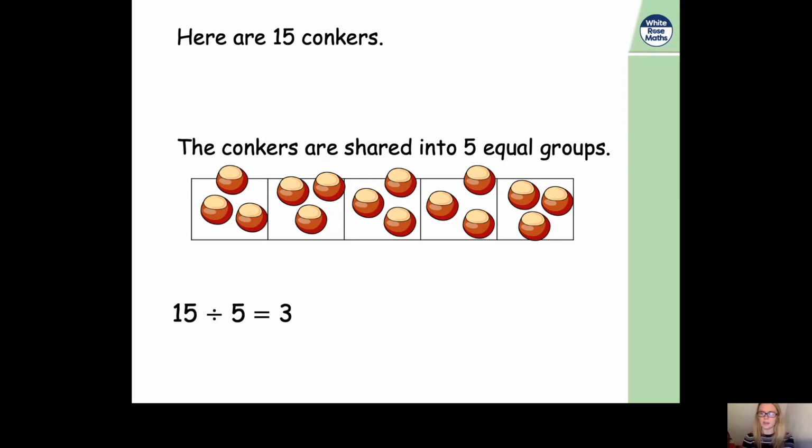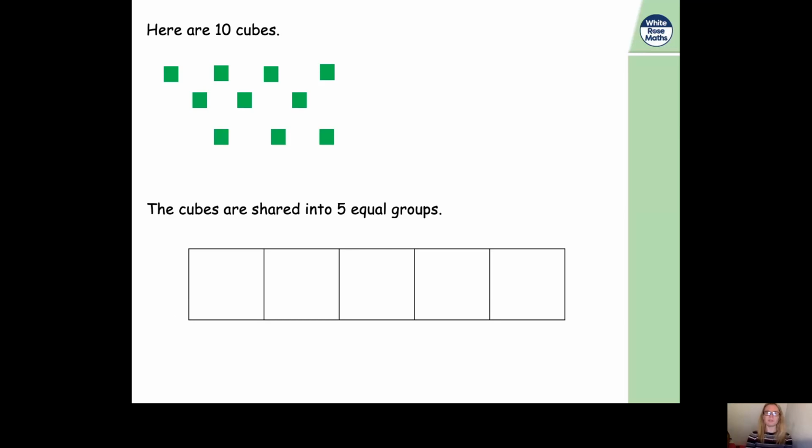Okay, now I'd like you to have a look at this question. There are 10 cubes here, and it says the cubes are shared into 5 equal groups. So again, can you see the keywords are shared and into 5 equal groups. So we need to share these 10 cubes into 5 equal groups.